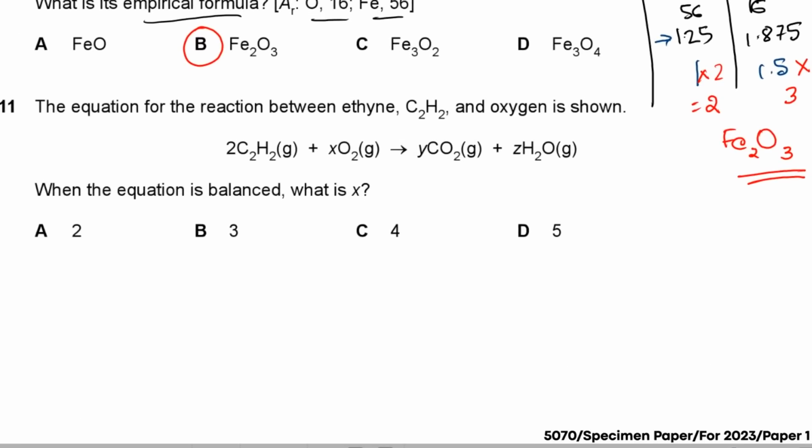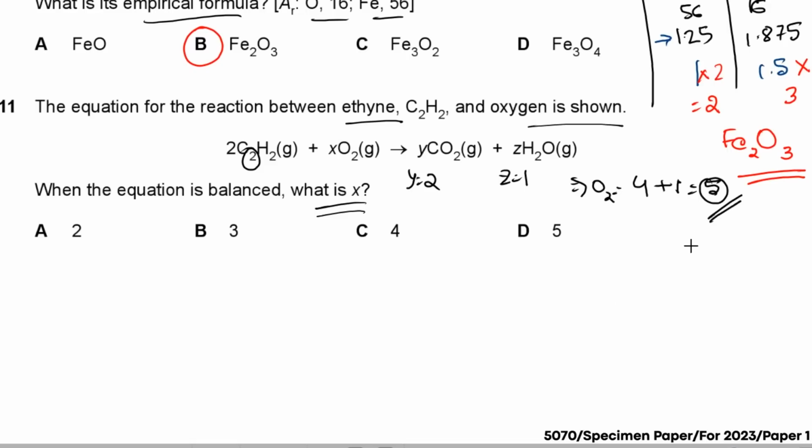Moving on to the next problem. The equation for the reaction between ethyne and oxygen is shown. When the equation is balanced, what is X? We obviously know that for carbon to be balanced, we have to put the exact number of carbon. So Y is definitely 2. And for hydrogen, Z is definitely 1. So if Y is 2, the total number of oxygen is going to be 2 times 2, 4, plus Z is equal to 1, so 4 plus 1, which is going to be 5 moles of oxygen.